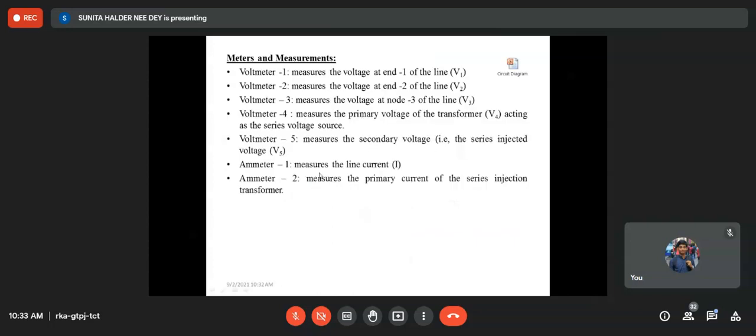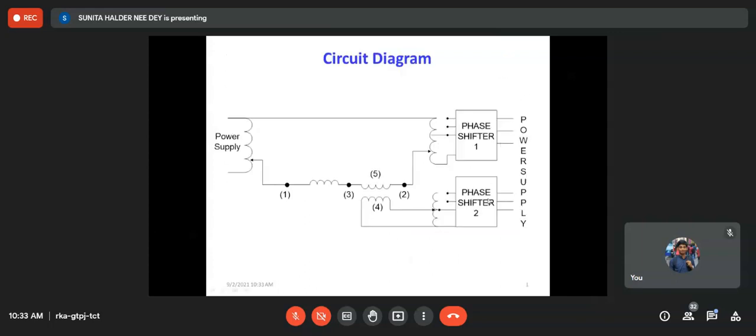All these voltmeters are required. Here it is written two ammeters: one ammeter to measure the line current, and one to measure the primary current of the series injection transformer. But this facility is not right now available, so there is only one ammeter in the line.